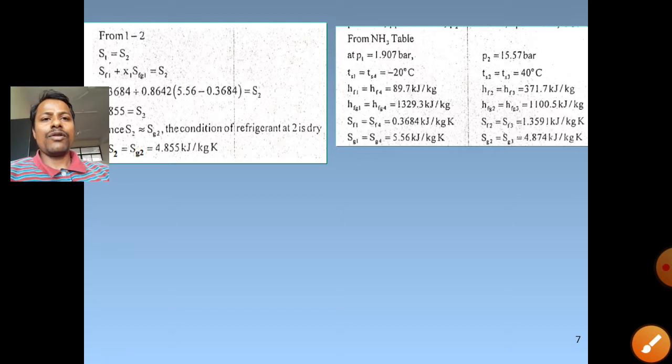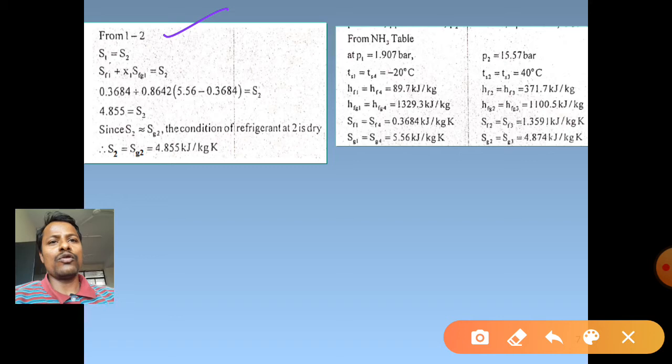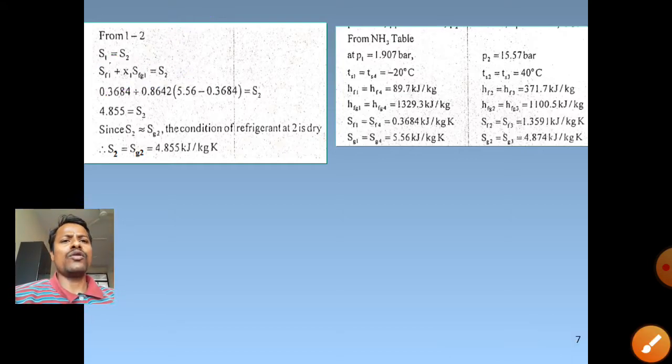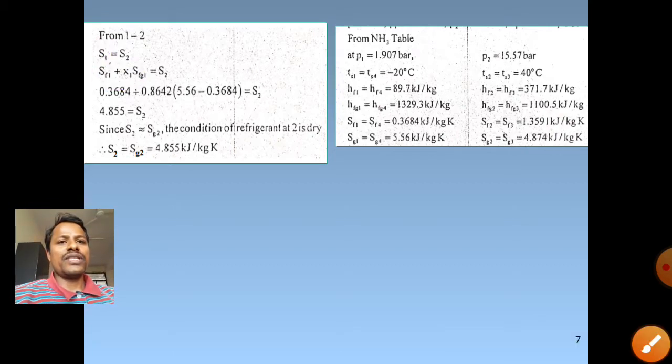After that, for determining the condition of the refrigerant at the compressor outlet, we always consider the process 1 to 2, wherein it is an isentropic process. S1 is equal to S2. The condition of the refrigerant at state 1 is wet. So we can apply the formula. We can write SF1 plus X1 into SFG1, which is equal to S1, which is equal to S2.